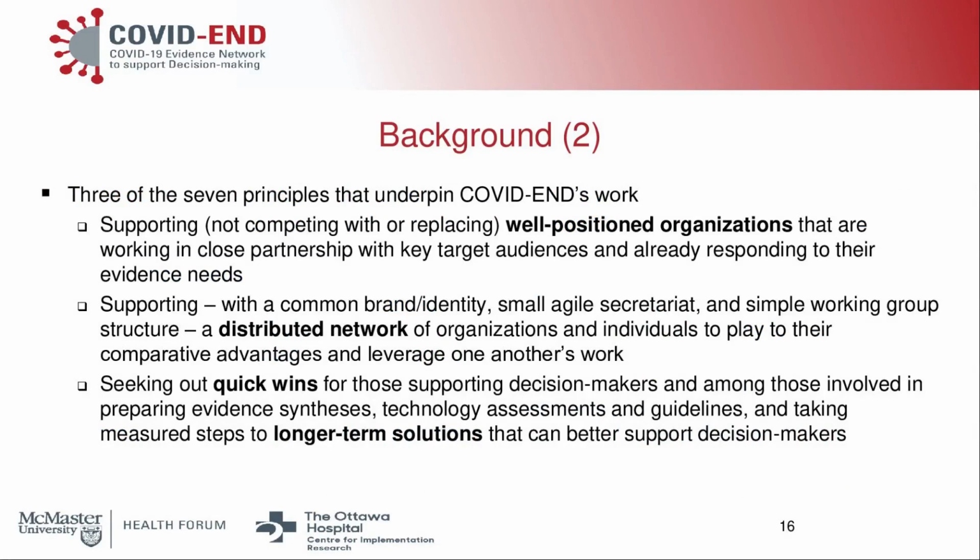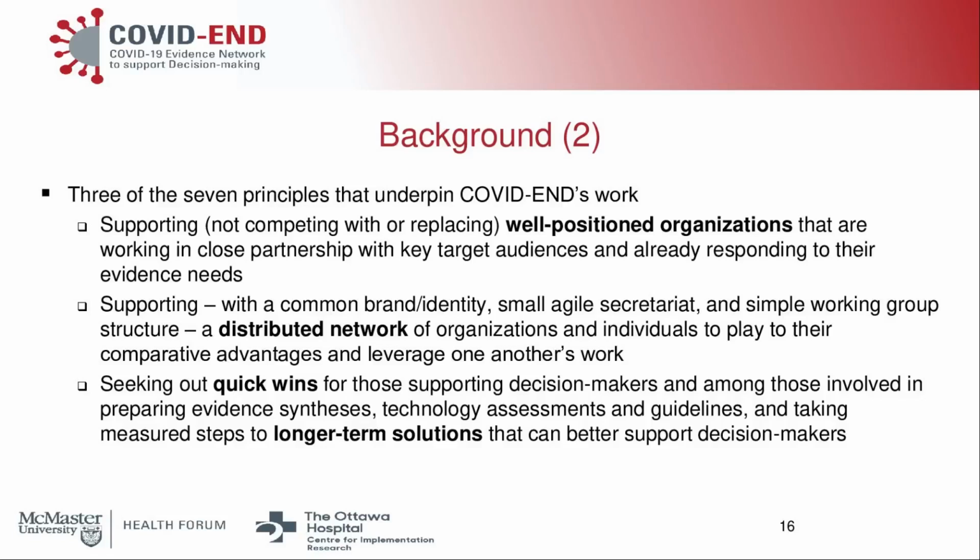There are seven principles that underpin COVID-End's work. We're here to support, not to compete with or replace, those already well-positioned organizations that are working in close partnership with key target audiences and already responding to those evidence needs. So we're not trying to replace anything. If you are an organization that is answering decision makers' or policy makers' questions about issues related to COVID, we want to make sure you know where to go to most quickly get the best available evidence that's already been synthesized. If it's already been synthesized, even better, because you don't have to go through the single studies.